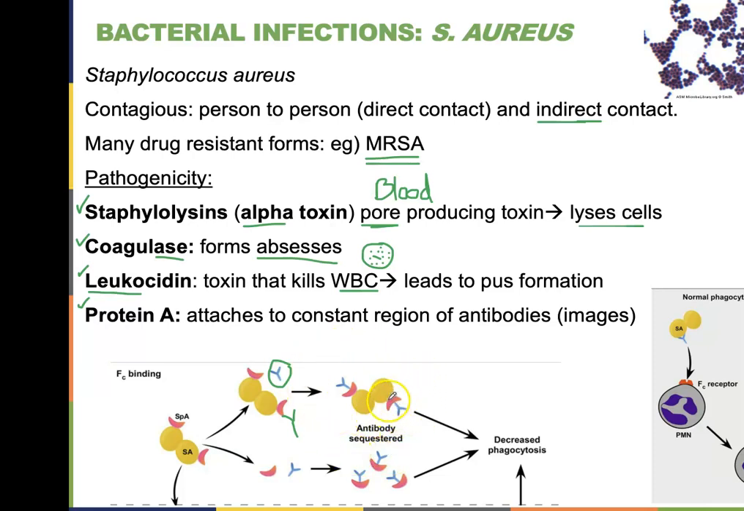It attaches to the constant region, and therefore it makes it really difficult. Like you're basically taking that tool away in this picture here, right? This is going to be a neutrophil. It has a receptor for that constant region, Fc receptor. So if it were facing the correct way, then you can see that the attachment site is available and you can get phagocytosis really readily. But when you take it away, then we have decreased phagocytosis. So lots of tricks for Staphylococcus aureus they have.